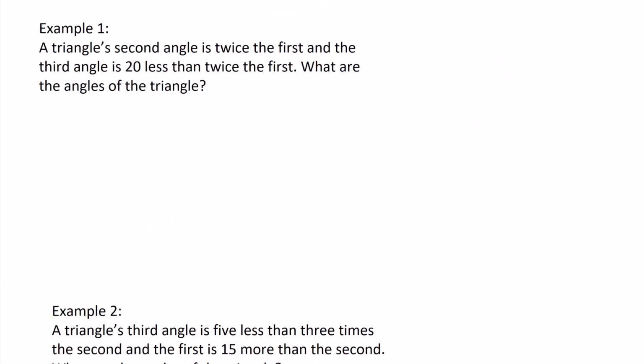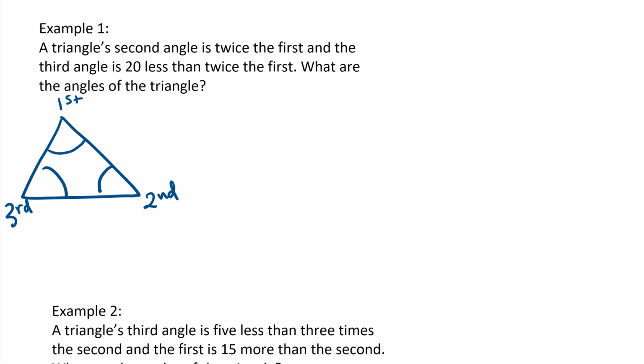In example 1, a triangle's second angle is twice the first, and the third angle is 20 less than twice the first. What are the angles of the triangle? We always want to draw a triangle. It doesn't have to be to scale, but you want to always label the corners with first, second, and third angles. So these represent the angles once you've found what they are.